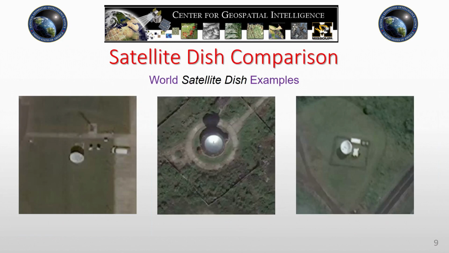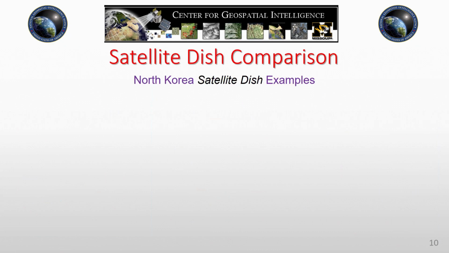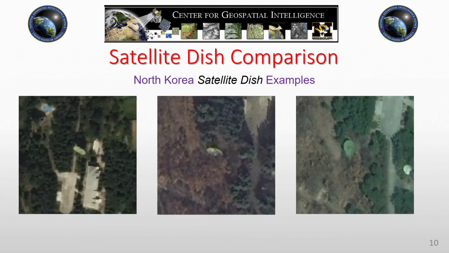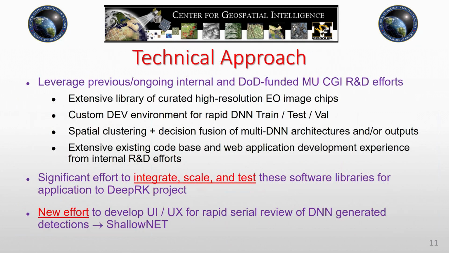Here's an example of a satellite dish from some of our training data. That's in samples from different locations in the world. Here they are in North Korea, where they've camouflaged, painted the parabolic dish to try to conceal them, and also placed it in surrounding vegetation. So that's just an example of why North Korea is a much harder problem for the machine learning algorithms.